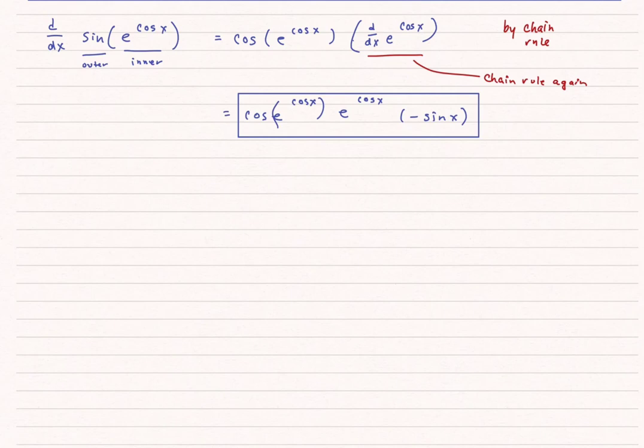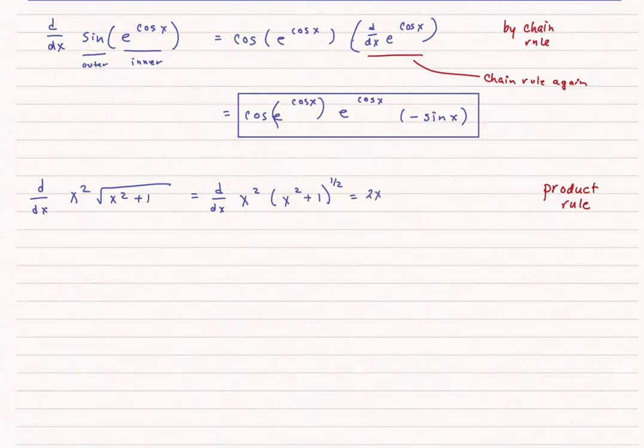Let's do one more example. The derivative of x squared times the square root of x squared plus 1. The first thing I always do is rewrite my square roots in exponential form. So now I've got the derivative of something times something, so the first thing I'm going to need is the product rule. You don't need to write out what rules you're using. I am, so you can follow what I am doing. The product rule says I'm going to take the derivative of the first factor, 2x in this case, and then multiply it by the second factor plus the first factor times the derivative of the second.